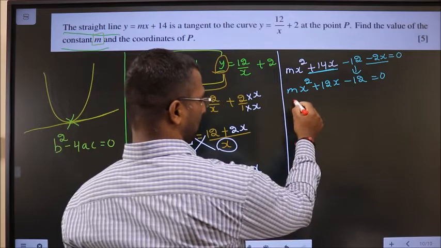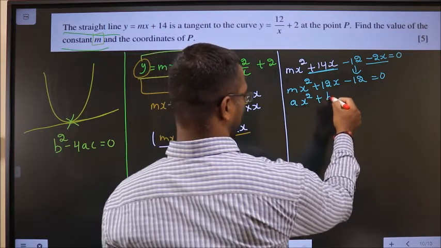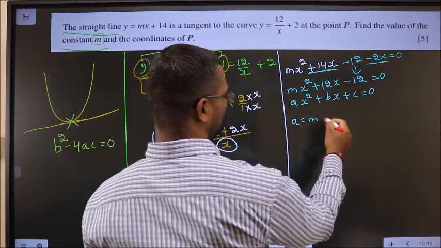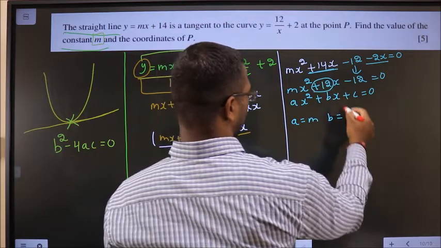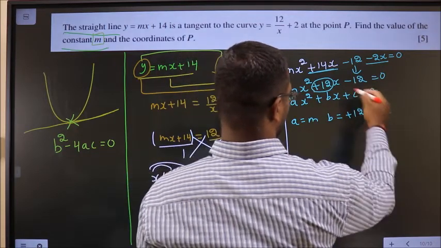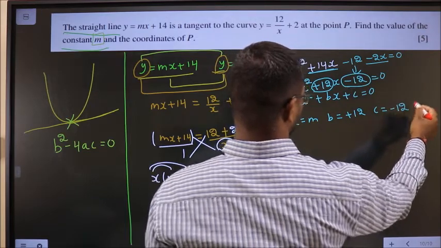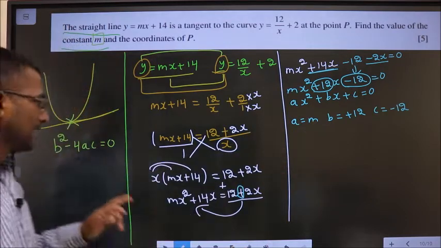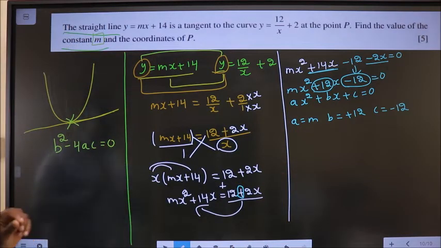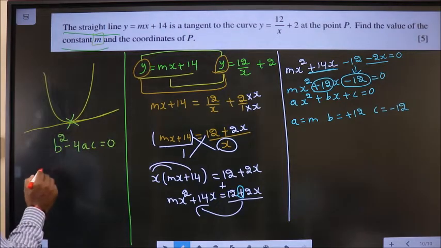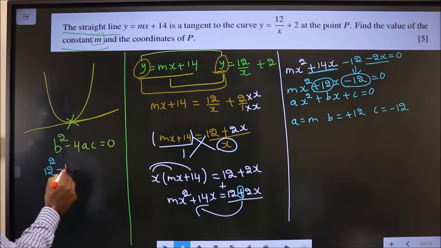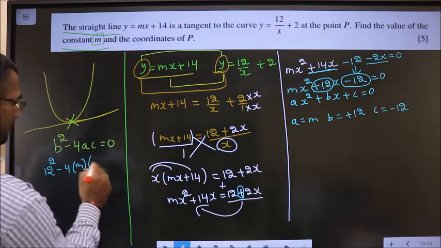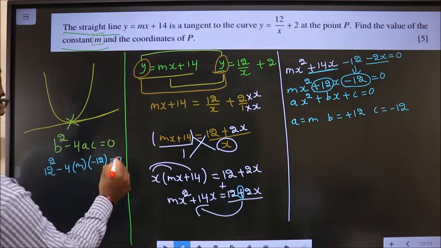Now compare this with ax square plus bx plus c is equal to 0. When you compare, you get a value to be m, b to be plus 12, c to be minus 12. Now, replace the values of a, b and c in this condition. Let us replace. In place of b it is 12, so this is 12 square minus 4, in place of a it is m, in place of c it is minus 12, is equal to 0.